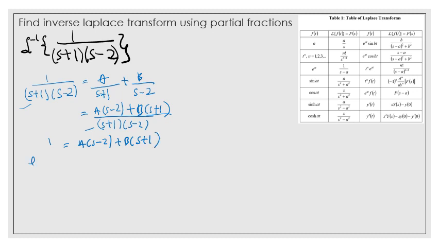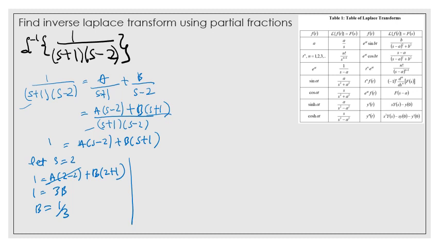Then we use the let function. Let s be any value. Let's say I choose s equal to 2. Okay, s equal to 2. So we get 1 equal to A(2 minus 2) plus B(2 plus 1). Okay, then we will get 0. We have 3B equal to 1. So our B is equal to 1 over 3.